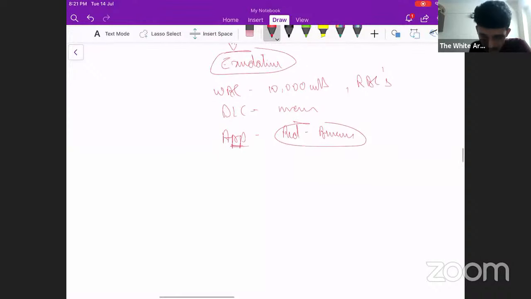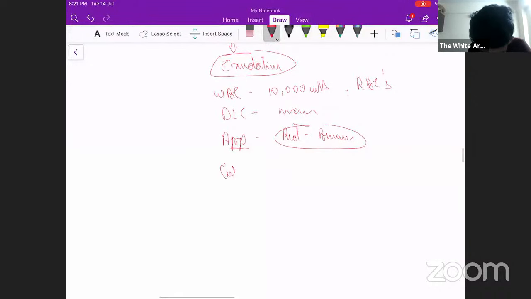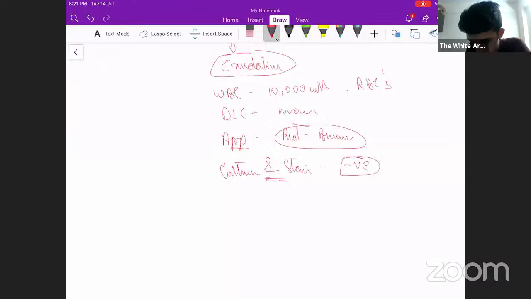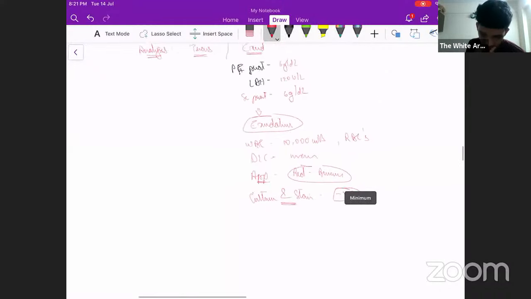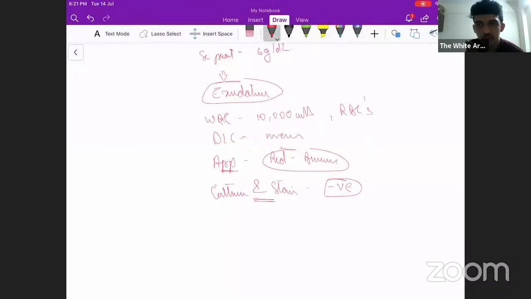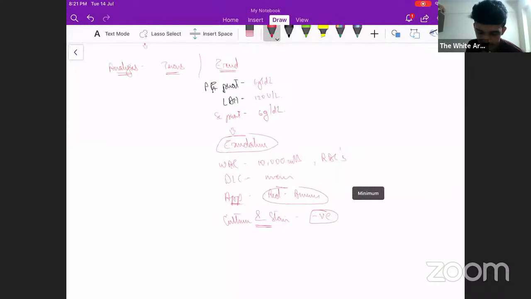Next you are going to the infective cause. Good. So for infective cause, you'll have to do culture and staining. Culture and staining both turned out to be negative, and there was no history of fever also. Good. So you have ruled out many things now. You have ruled out infection. Next, what do you like to do?